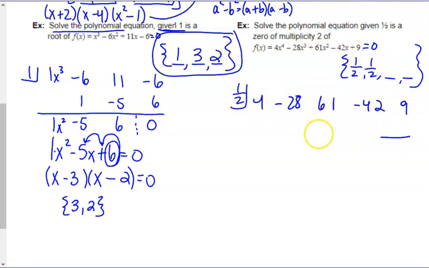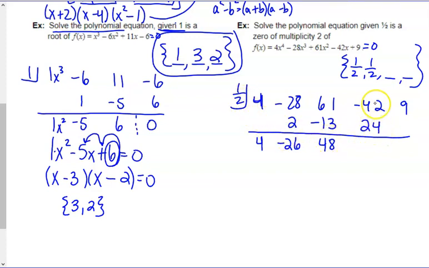All right, so there's our 5. We're going to bring this 4 straight down. 1/2 of 4 is 2. Add these 2 gives me negative 26. 1/2 of negative 26 is minus 13. Add these 2 gives you 48. 1/2 of 48 is 24. Add these 2 gives me negative 18.